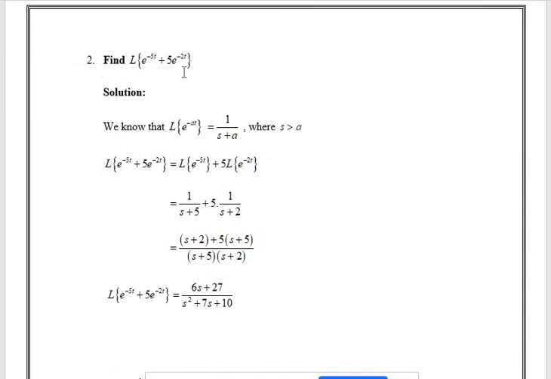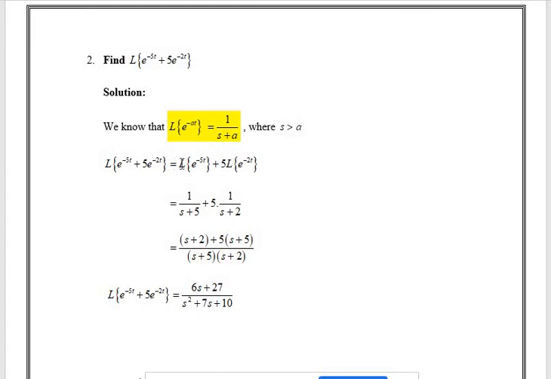Find Laplace transformation of e power of minus 5t plus 5 into e power of minus 2t. We know that L of e power of minus at is equal to 1 by s plus a, where s is always greater than a. Laplace transformation of e power of minus 5t plus 5 e power of minus 2t can be written as L of e power of minus 5t plus 5 into L of e power of minus 2t.